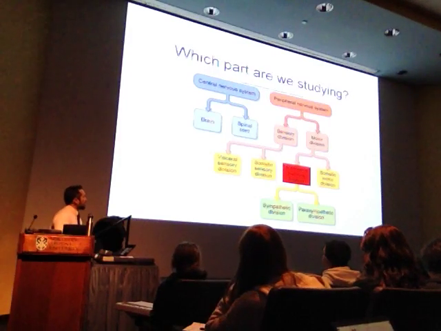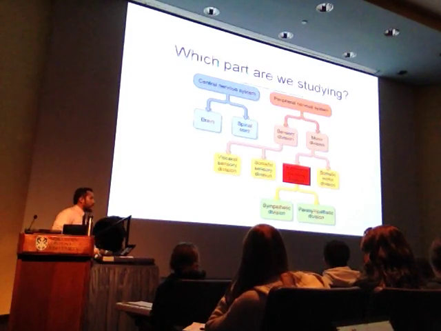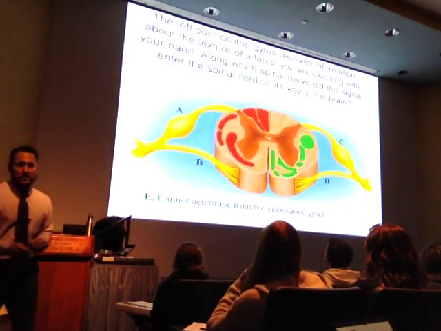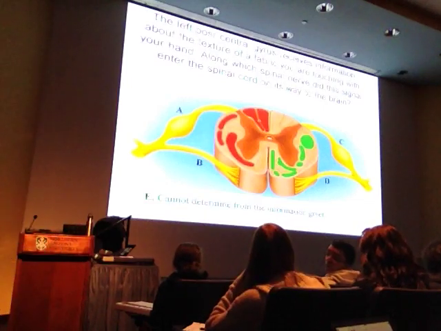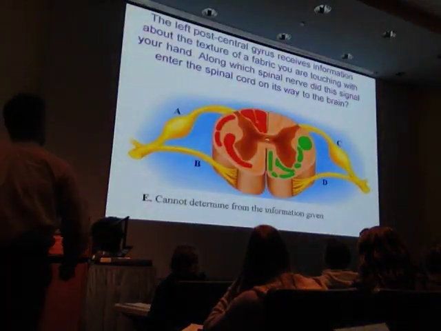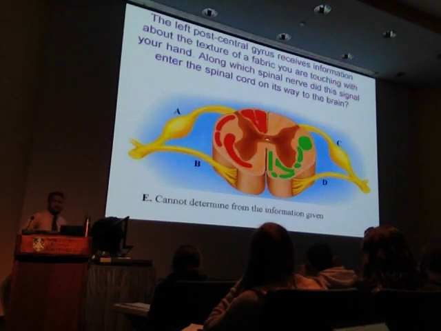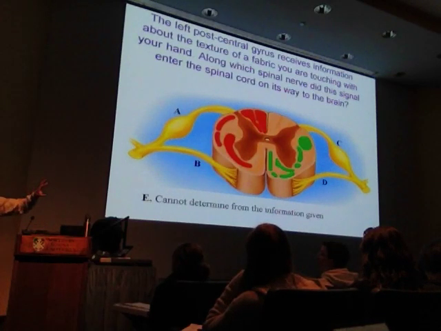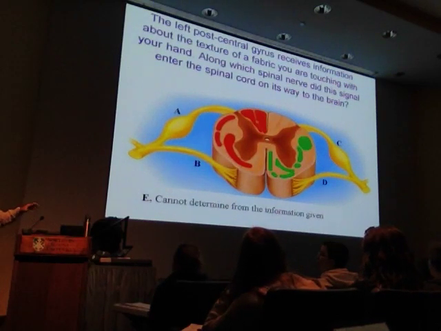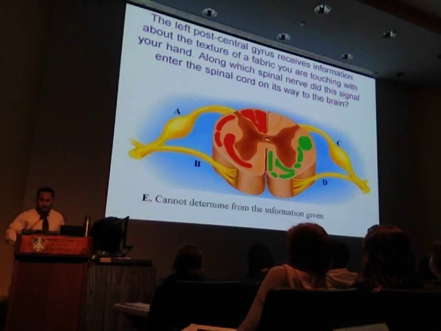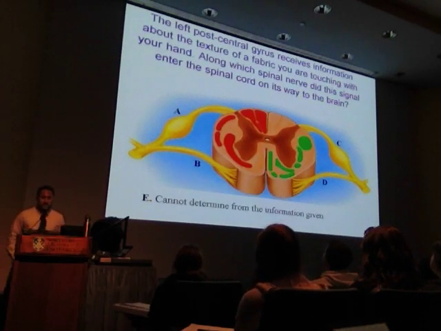And so I wanted to help you categorize where we are. Also, as part of our review, I thought I would pose this question. And this question would be total fair game on the fourth exam, a type of question that you might see, because we still haven't completely finished up the central nervous system and entered into the periphery. So I would really encourage you to think about these types of questions as you study for exam 4. So in this question, it's posing, the left postcentral gyrus receives information about the texture of a fabric.